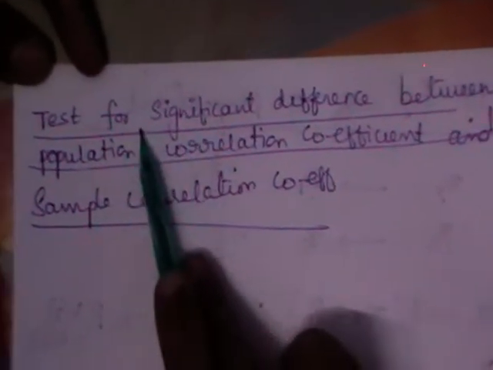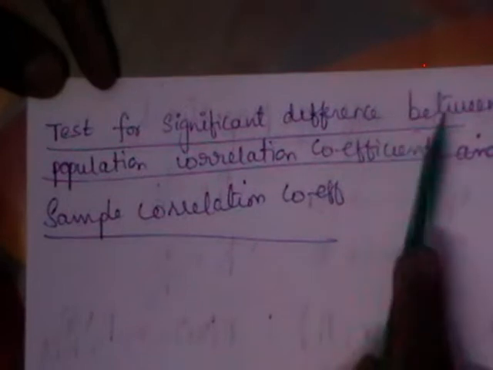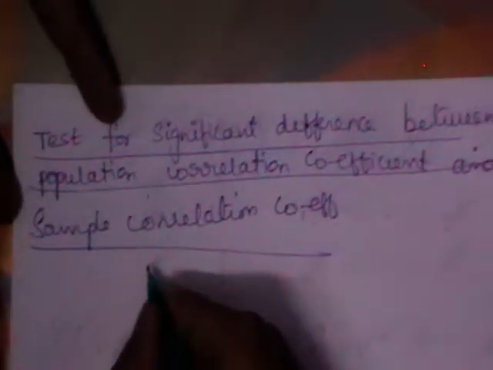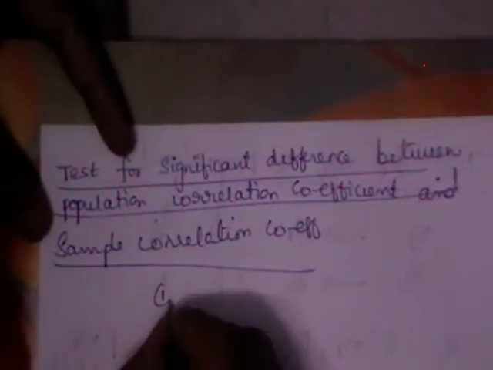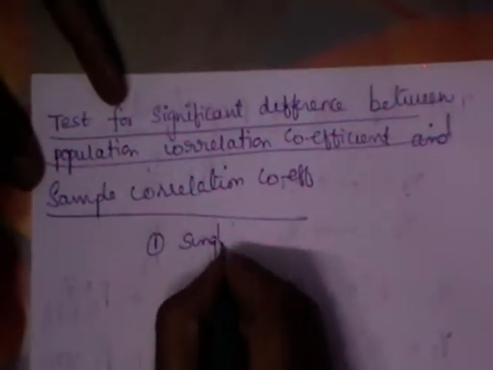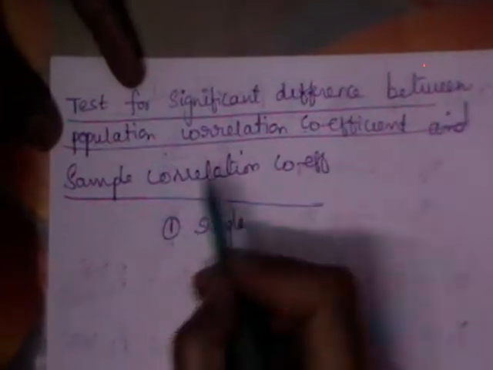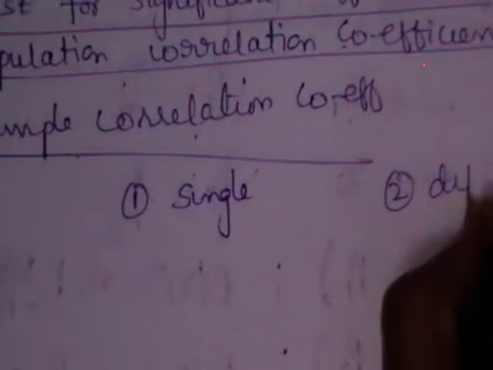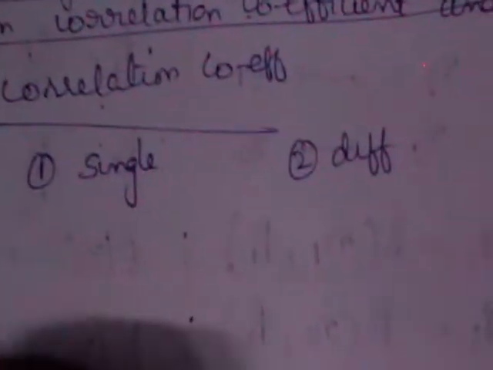Another test in large sample tests is the test for single correlation coefficient. So here also you'll have two categories under the correlation test. The first one is the test for difference between the population correlation coefficient and the sample correlation coefficient, and the second test is for the difference of correlation coefficients.